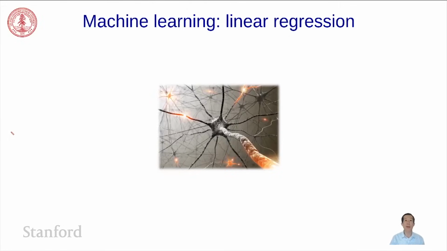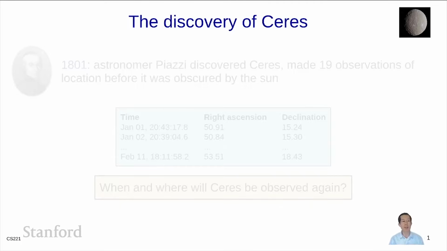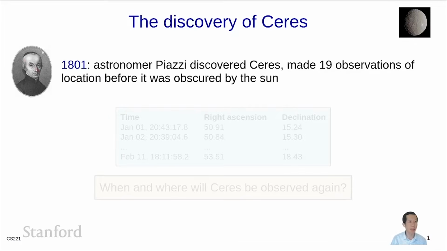Hi, in this module, I'm going to cover the basics of linear regression. The story of linear regression begins on January 1st, 1801. Italian astronomer Piazzi looked up at the night sky and discovered something, which he named Ceres. He didn't know what it was, a comet or a planet, but he did make some observations of the location before it was obscured by the sun.